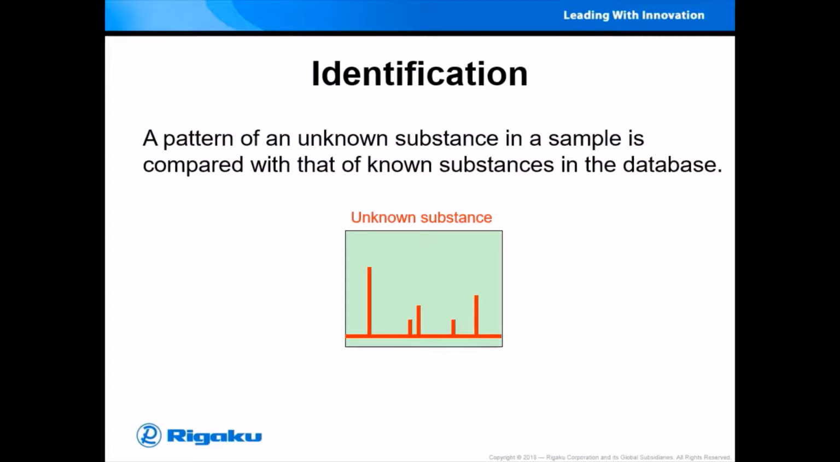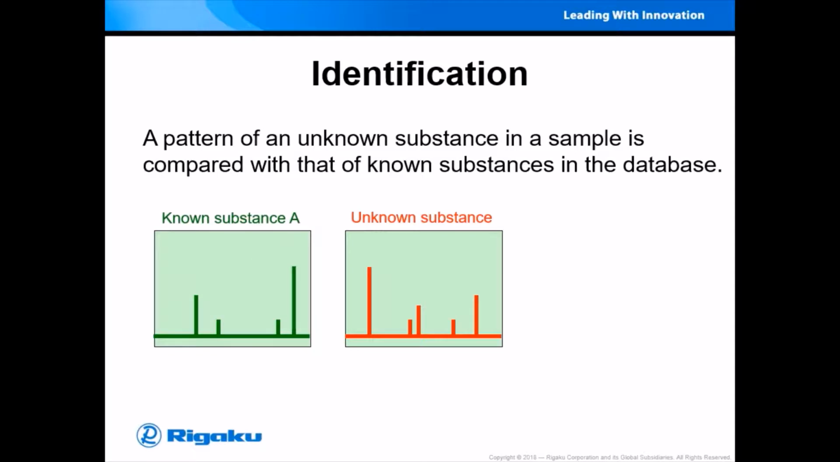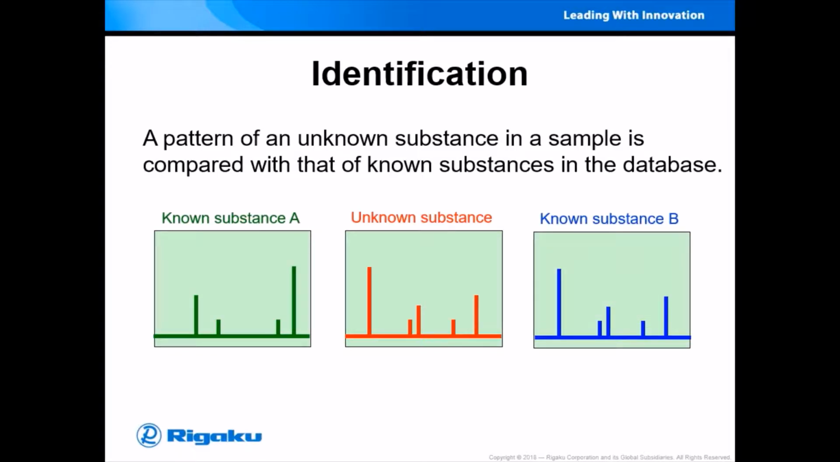Here is a pattern of an unknown sample, and it's compared with patterns from PDF card data in the database, for example, substance A or substance B. It is clear that the pattern of the unknown sample is not identical to that of substance A, but identical to the pattern of substance B. After detailed comparison and verification, the unknown sample is determined to be identical to the known substance B in the database, which is an example of identification.